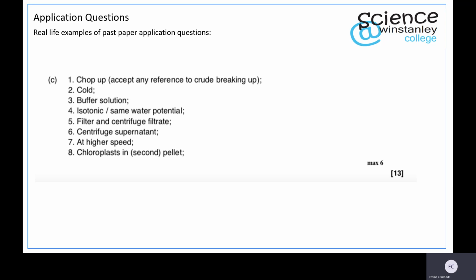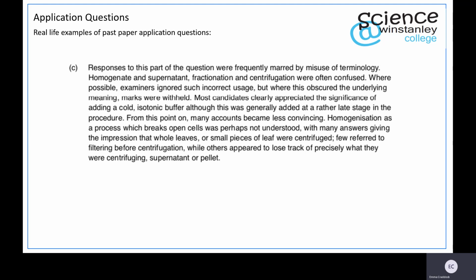So let's see where students went wrong here. Responses to this part of the question were frequently marred by misuse of terminology. Homogenate, supernatant, fractionation and centrifugation were often confused. So make sure the terminology is on point when you sit the exam. Make sure you know what everything means. Where possible, the examiners ignored the incorrect uses, so they did try to give you the benefit of the doubt, but where it obscured your underlying meaning, marks were withheld.